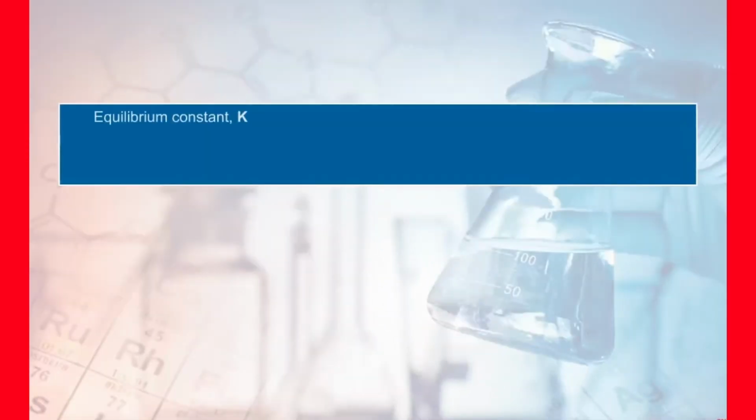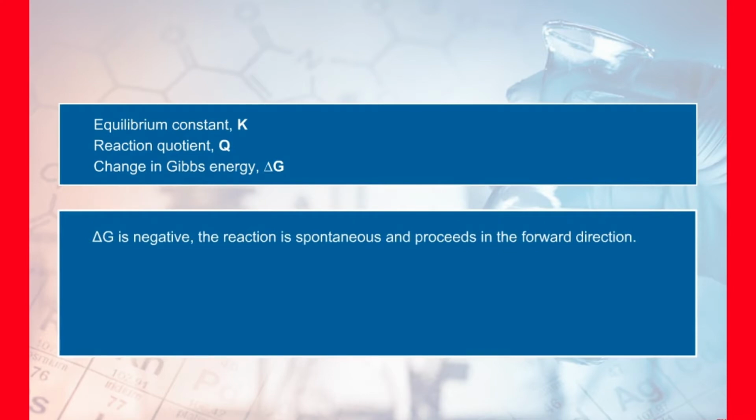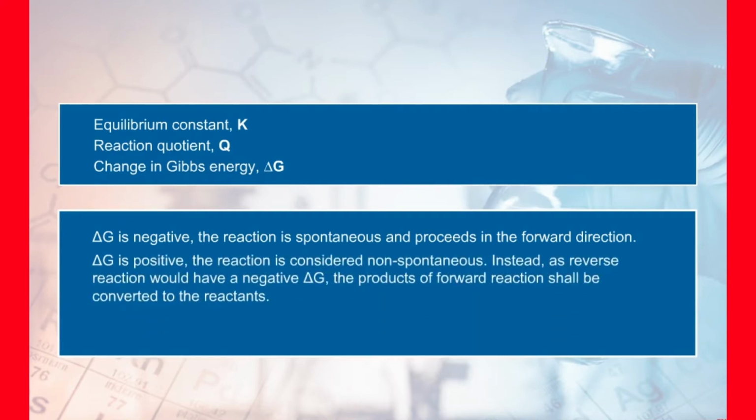Relationship between K, Q and G. Let us discuss the relationship between equilibrium constant K, reaction quotient Q and Gibbs energy change delta G. If the change in Gibbs energy is negative, then the reaction is spontaneous and proceeds in the forward direction. Whereas, if the change in Gibbs energy is positive, then the reaction is considered non-spontaneous.